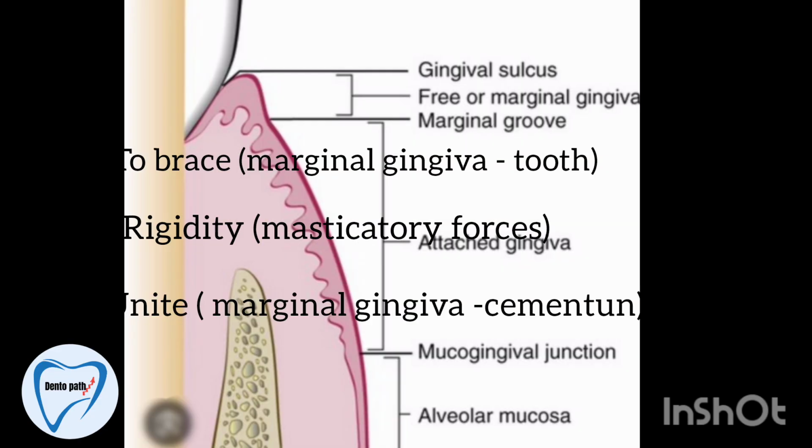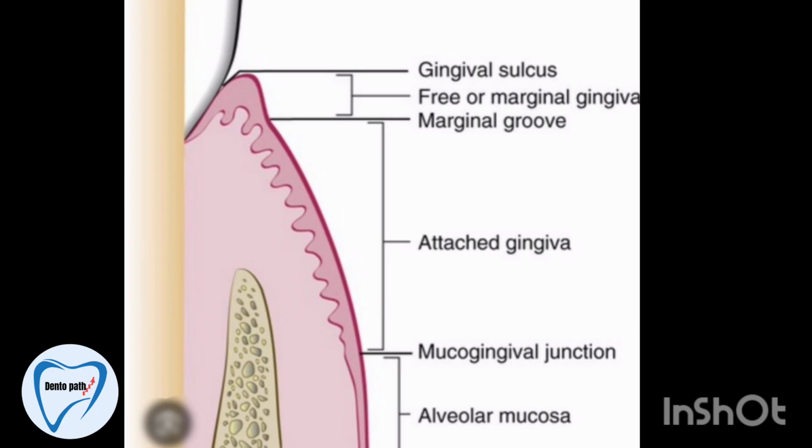Now we will see the three groups of gingival fibers: gingivo-dental, circular, and transseptal. Gingivo-dental fibers are on the facial, lingual, and interproximal surfaces, embedded in the cementum just beneath the epithelium at the base of the gingival sulcus. Here we can draw. These are the gingivo-dental fibers connecting cementum to gingiva.